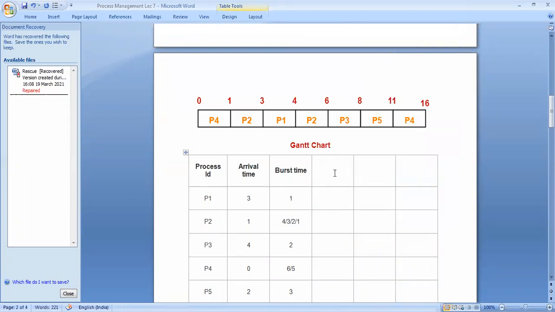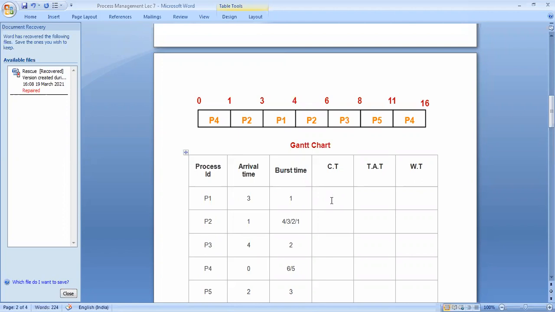So now first of all we'll calculate completion time. Then we'll calculate turnaround time. After that we'll calculate waiting time.